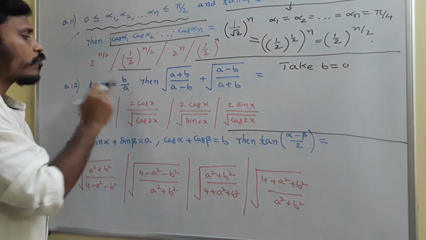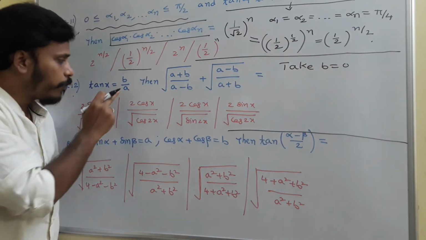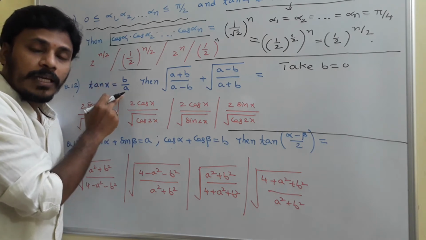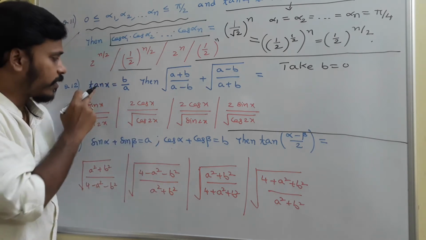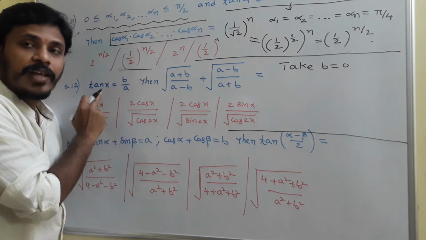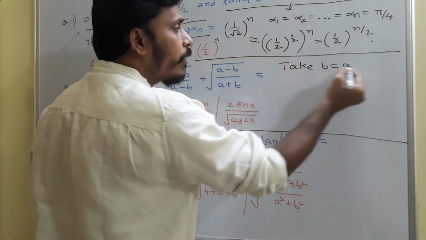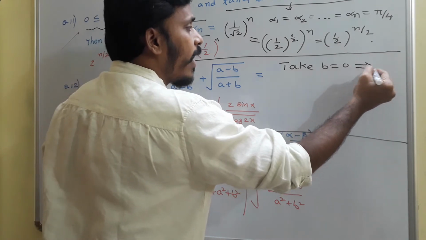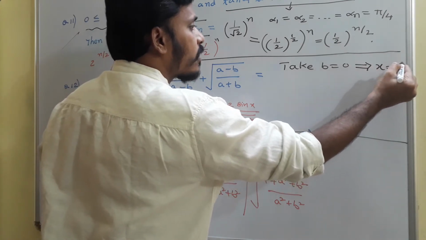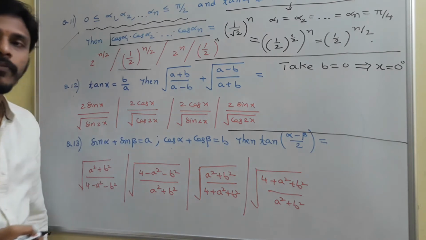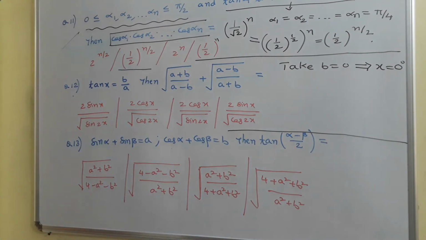If b is equal to 0, what will happen? If b is equal to 0, b by a will become 0. That is, tan x is 0. Since tan x is 0, x is also 0. So if you take b equal to 0, from there it is very clear that x is also 0 degrees. And that is from the given relation.